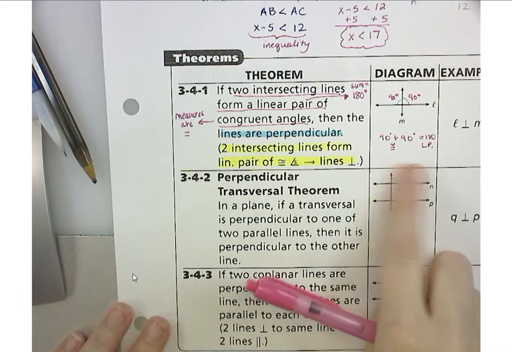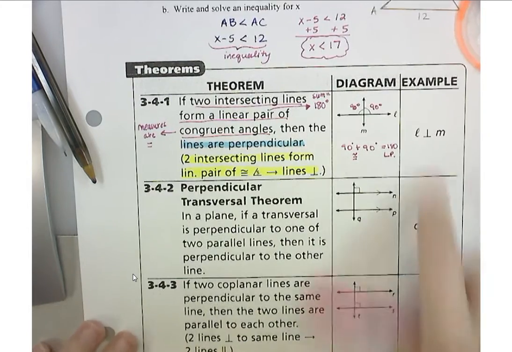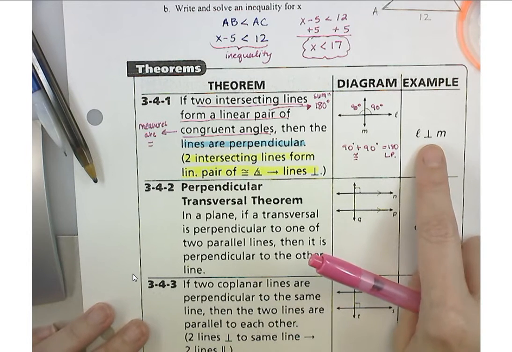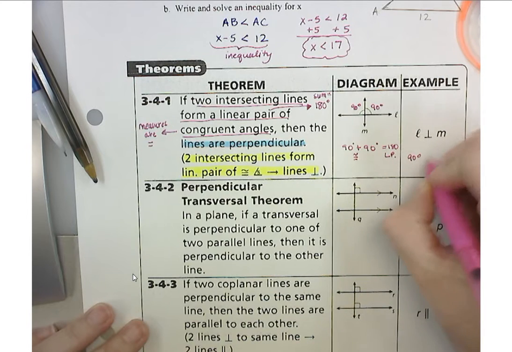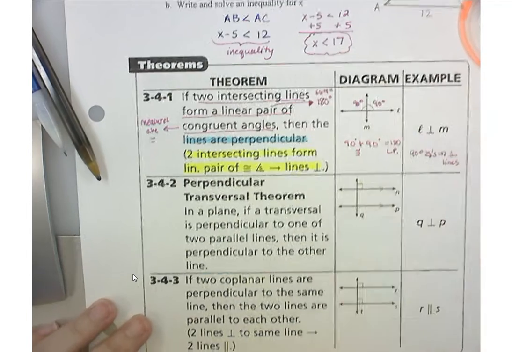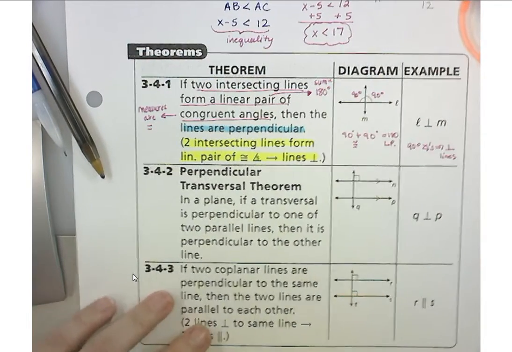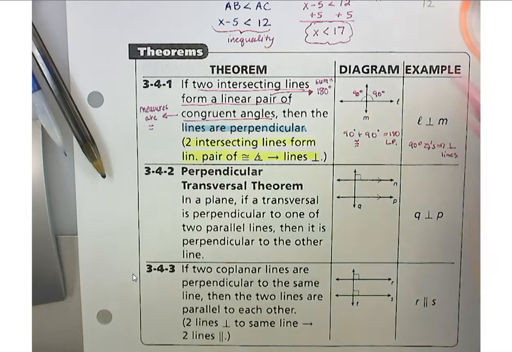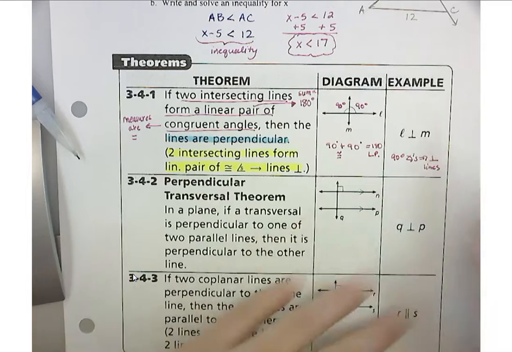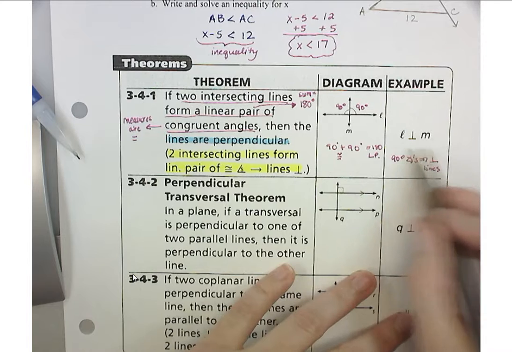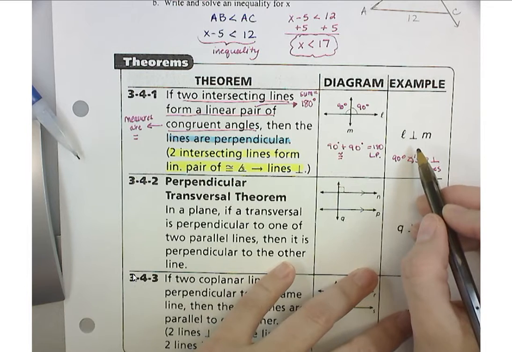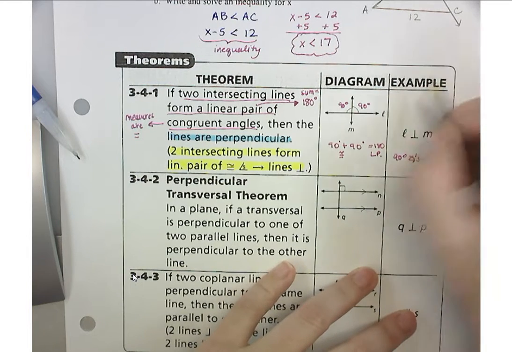So this is your given information. Then we know that they are perpendicular. And of course, we know that they're perpendicular because you have the 90-degree angles. Okay, so this could be used to prove that lines are what? What's the final result? The lines are perpendicular, right? Okay, so it could be used to prove lines are perpendicular.